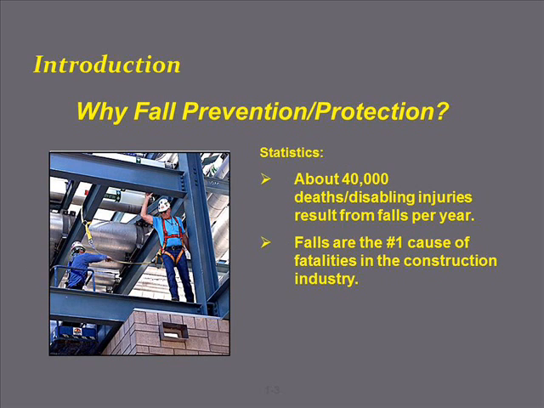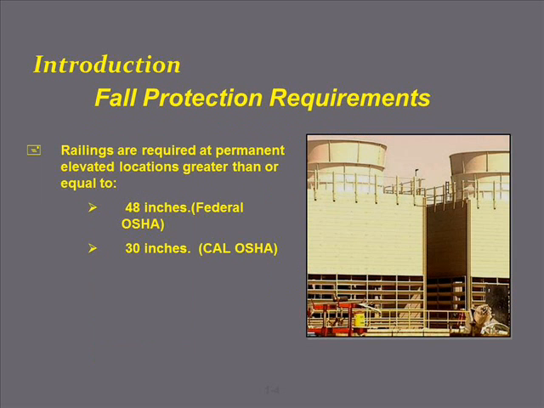The need for fall protection is obvious. About 40,000 deaths and disabling injuries result each year from falls. Falls are the number one cause of fatalities in the construction industry. All employees shall be protected from falls 6 feet or more by the use of an approved fall arrest system.